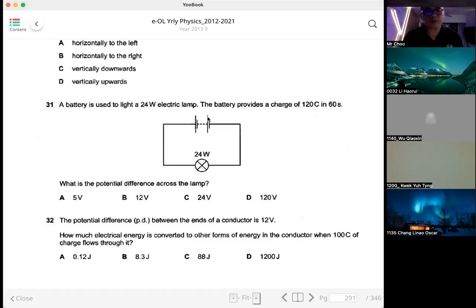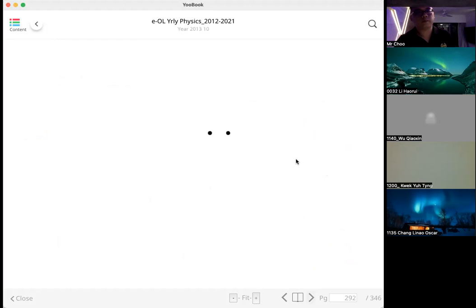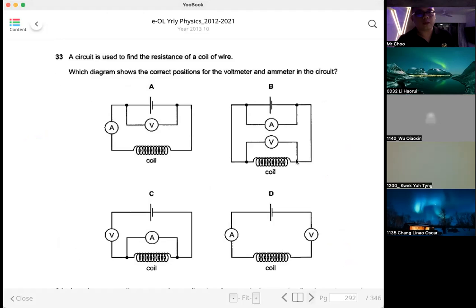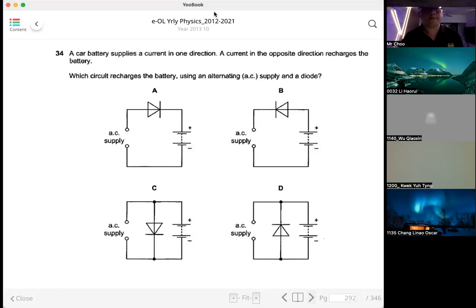Let's do question number 34. Okay, 33, we'll skip. I think we did before. Let's do 34. You all may begin. Okay, this thing is called the diode. Do you know what's the diode?